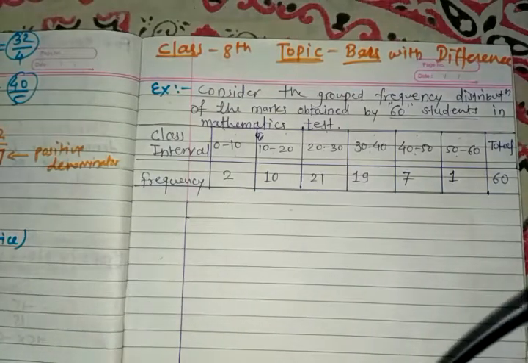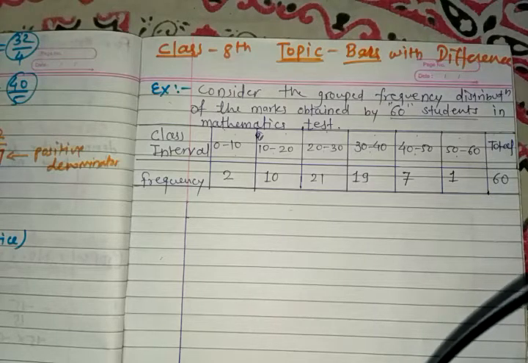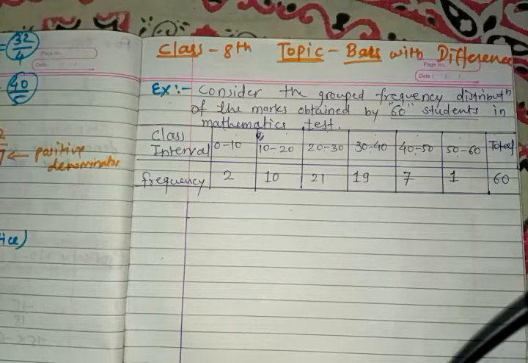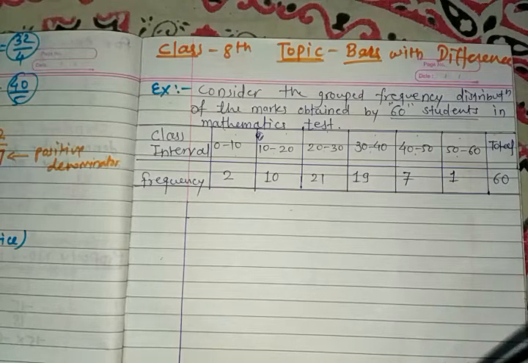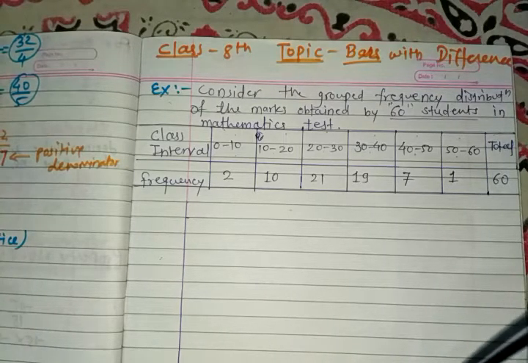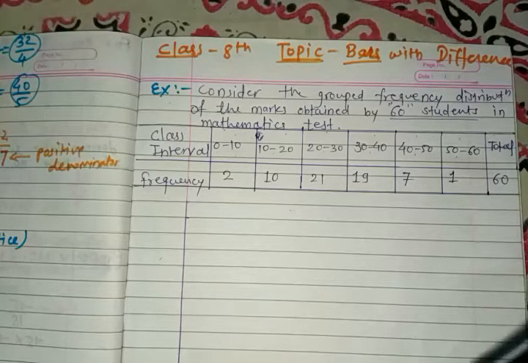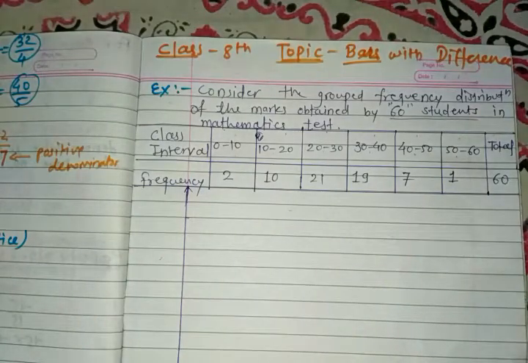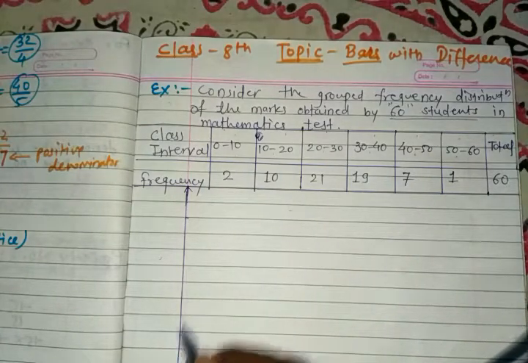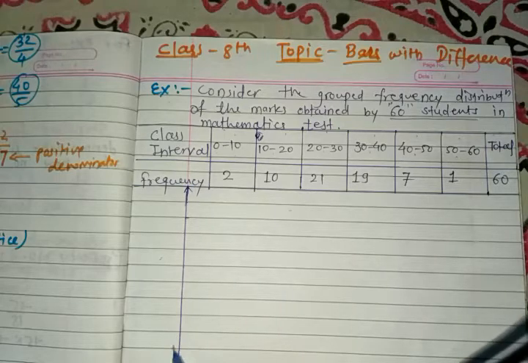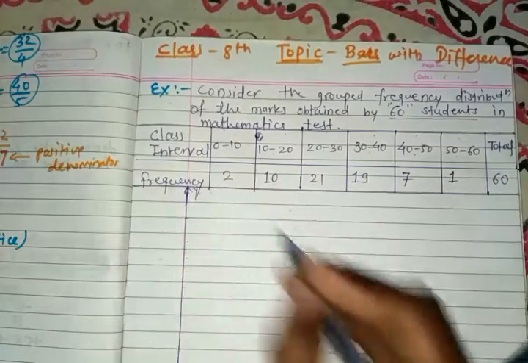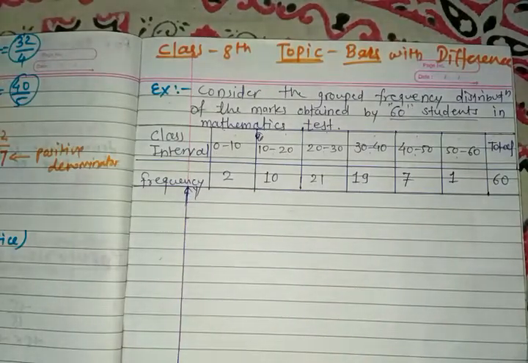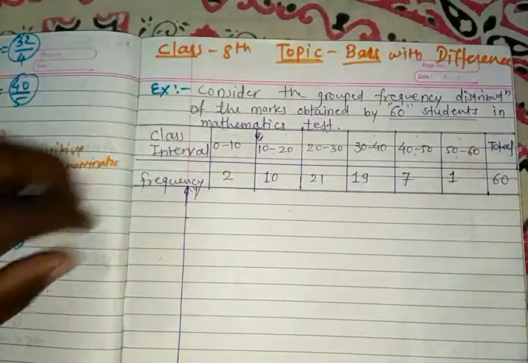Suppose this I have drawn, and I have taken the horizontal axis, right? Now for that we have to give the name. This is OY and this is OX. The vertical is the Y axis and horizontal is the X axis.